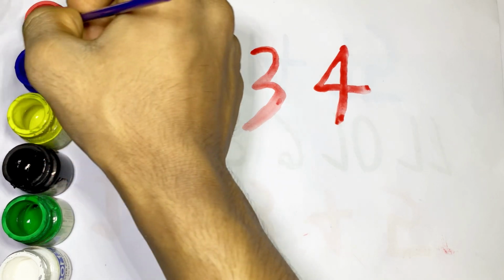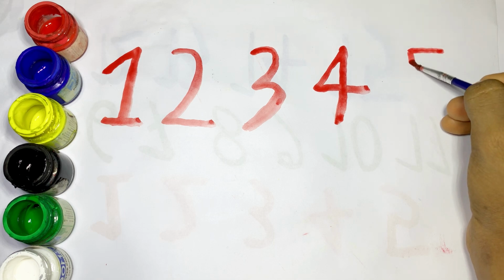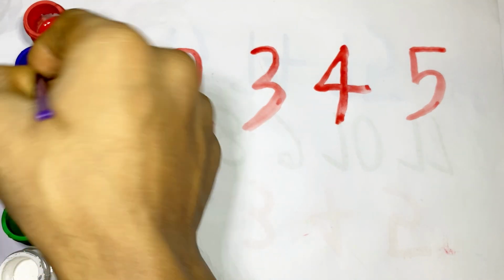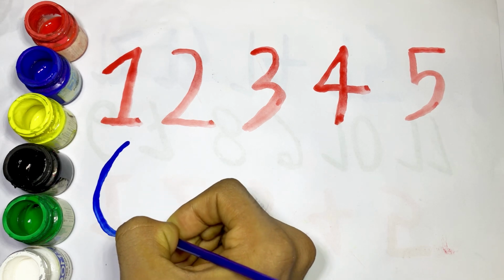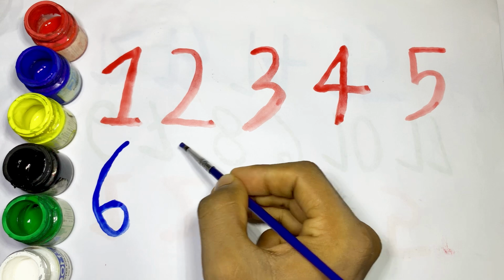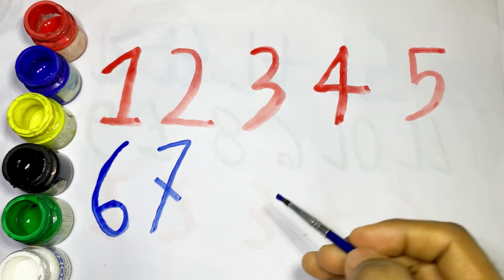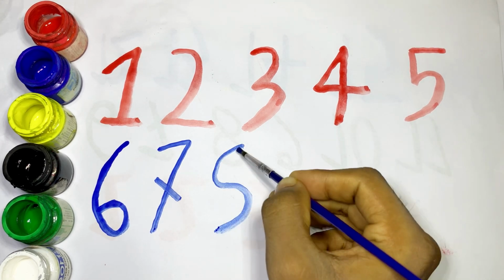Kids, write 5 and again use red color. F I V E 5. Kids, write 6. The number 6, use blue color. S I X 6. 7. S E V E N 7. 8. E I G H T 8.